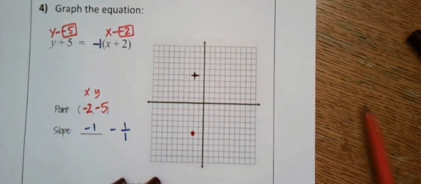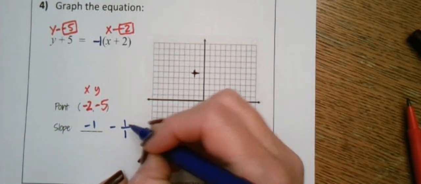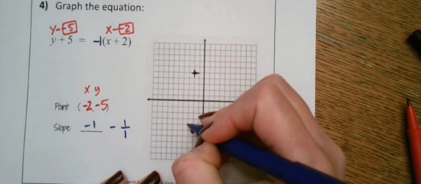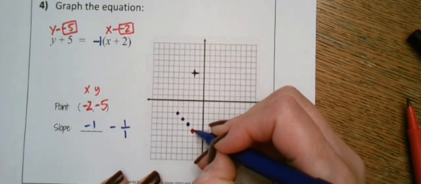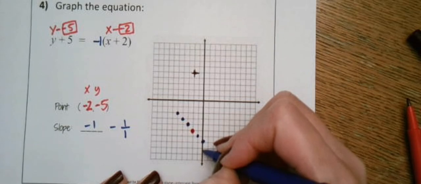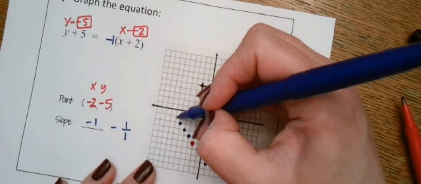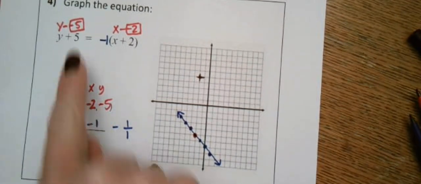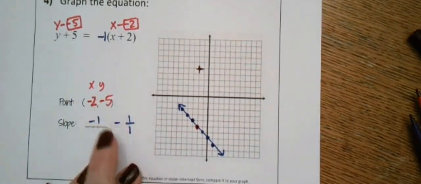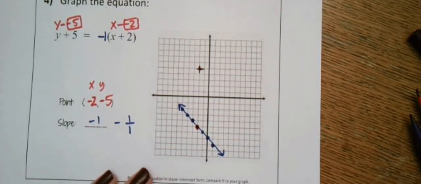And then we need additional points using the slope. So we can rise 1, run 1, up 1, left 1. It's negative, up 1, left 1, up 1, left 1. I'm going to go backward, down 1, right 1, down 1, right 1, down 1, right 1. And then I'm going to connect the points. Now, I graphed this using point-slope form. I took out the point, I took out the slope, and I graphed it.